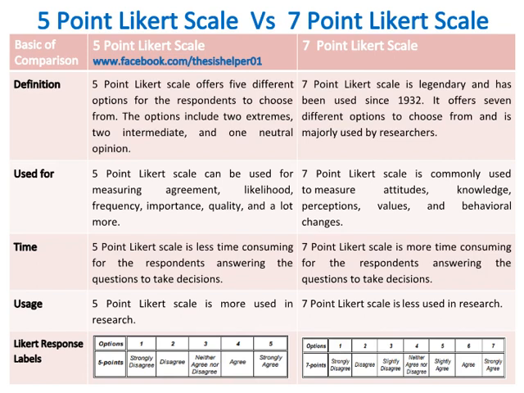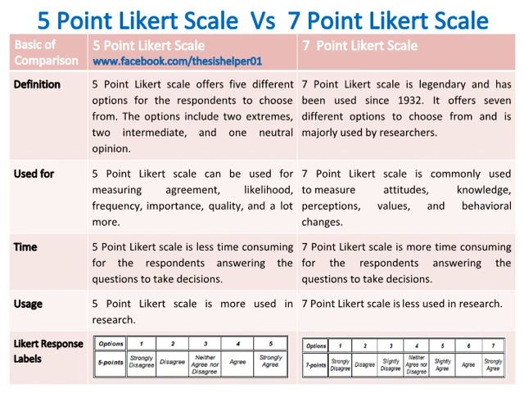Whereas 7-point Likert scale is legendary and has been used since 1932. It offers 7 different options to choose from and is majorly used by researchers. 5-point Likert scale can be used for measuring agreement, likelihood, frequency, importance, quality, and a lot more. Whereas 7-point Likert scale is commonly used to measure attitudes, knowledge, perceptions, values, and behavioral changes.